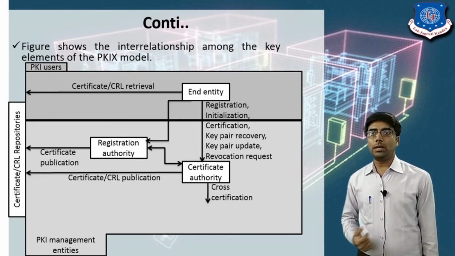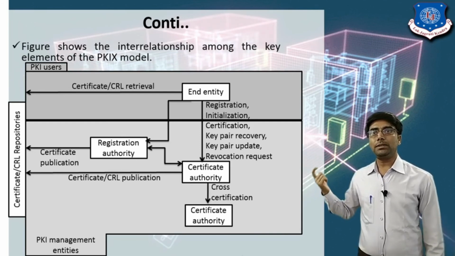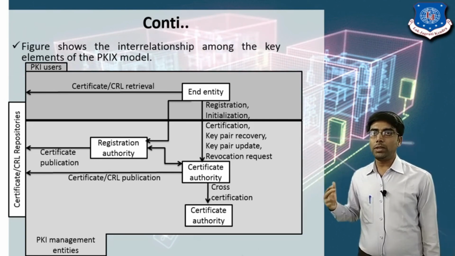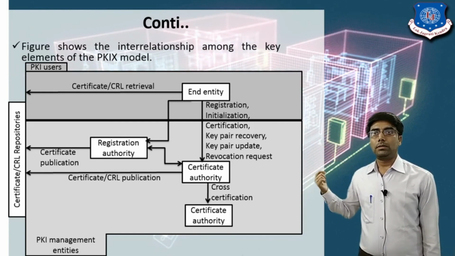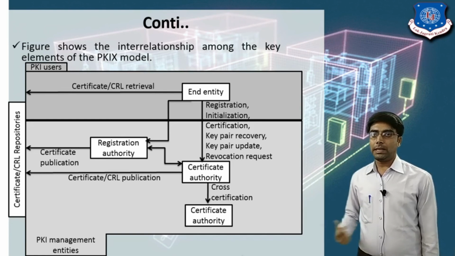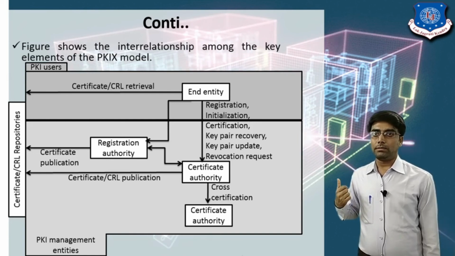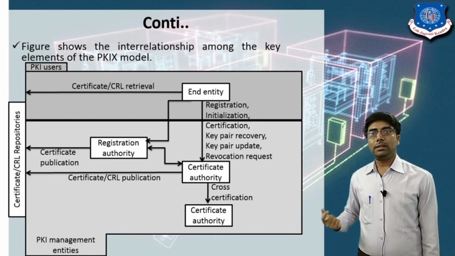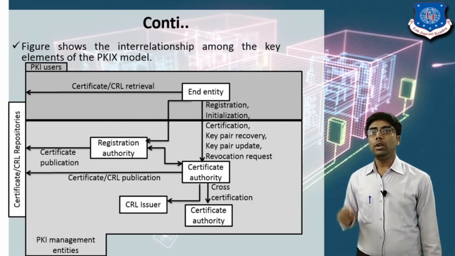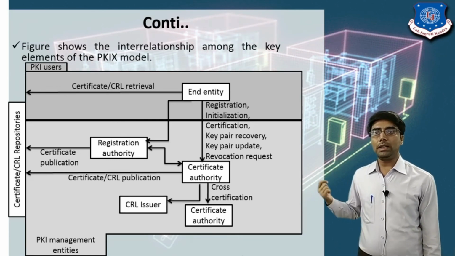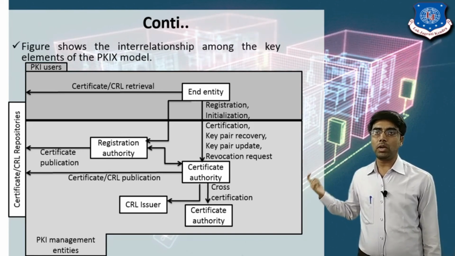Now the cross certification: if multiple certificate authorities are there, the two different certificate authorities will exchange information to establish the certificate. So the two certificate authorities will communicate with each other and generate the certificate for each other with the signature of the private key of the certificate authority.